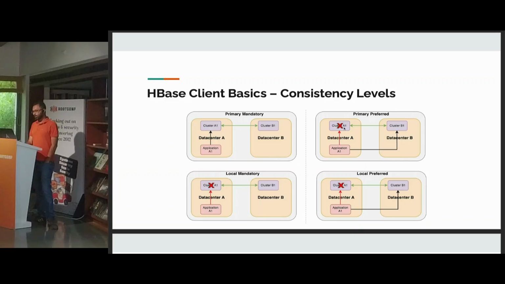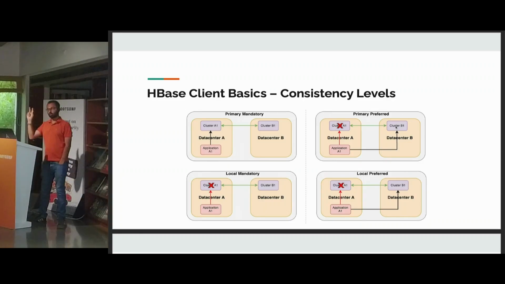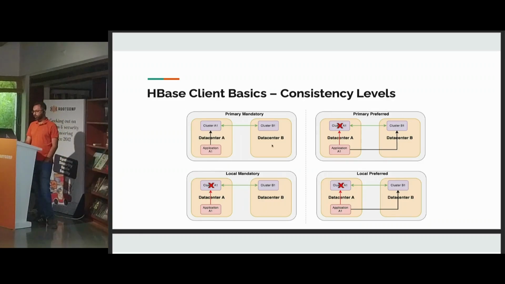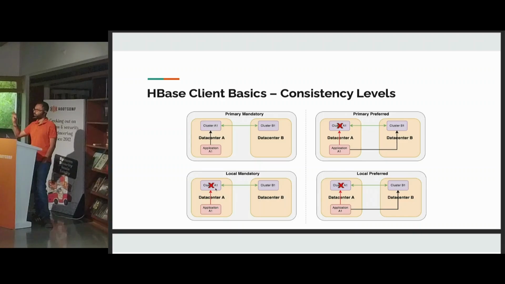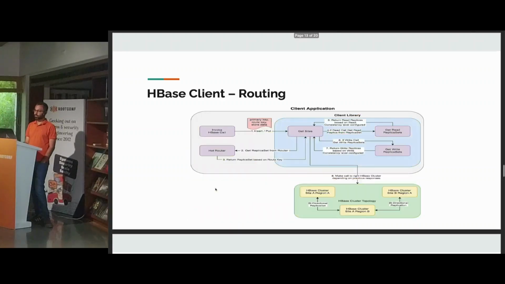Primary preferred means that if A1 goes down, then you talk to B1, because primary is only a preferred choice, not mandated, right? Local is very similar. If local is unavailable and it is mandatory, then you are not going to write to the other DC. Maybe you have a latency requirement saying it should be less than 10 milliseconds or something like that. Then you always write or read locally, and your availability will take a hit in case the cluster goes down. If it is preferred, then you go to the other DC as a fallback. These are the consistency levels that we have introduced.